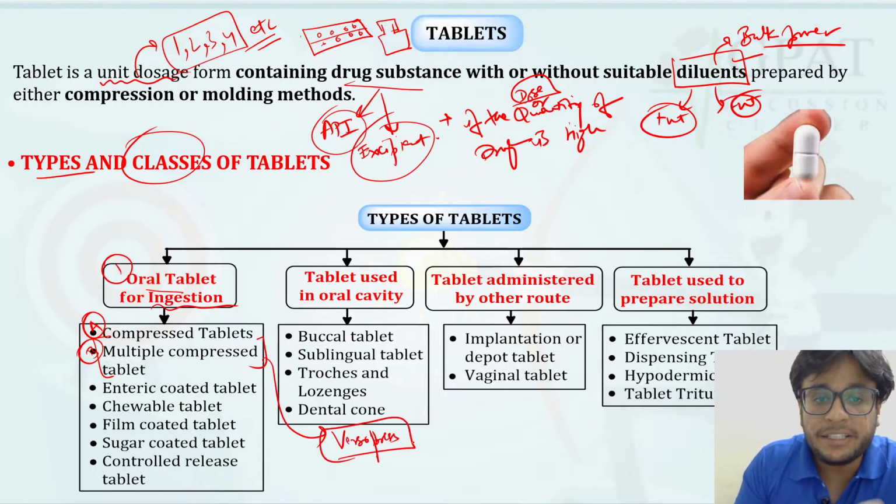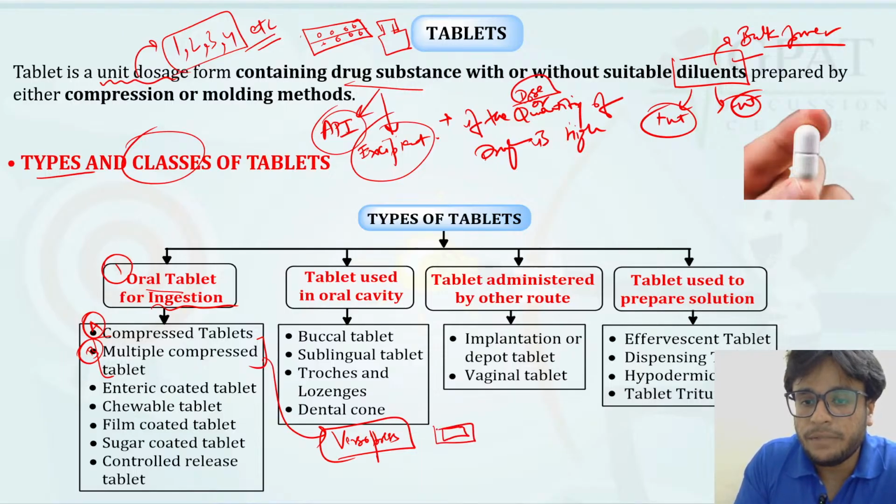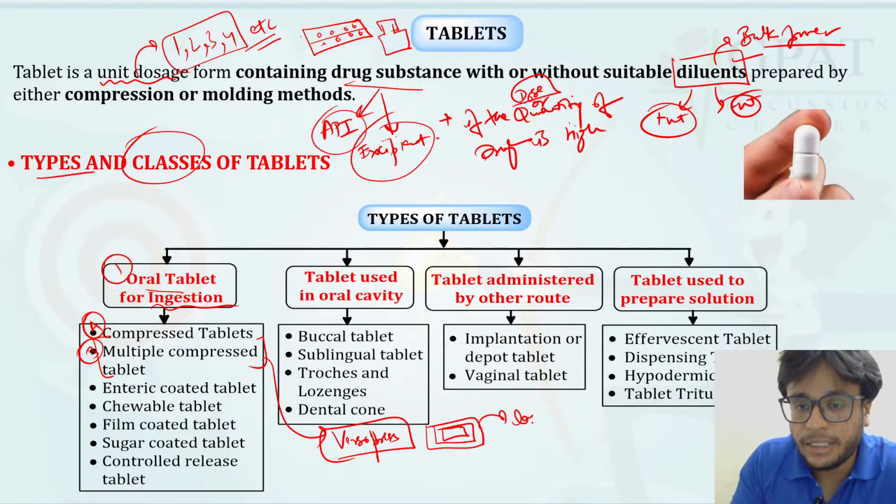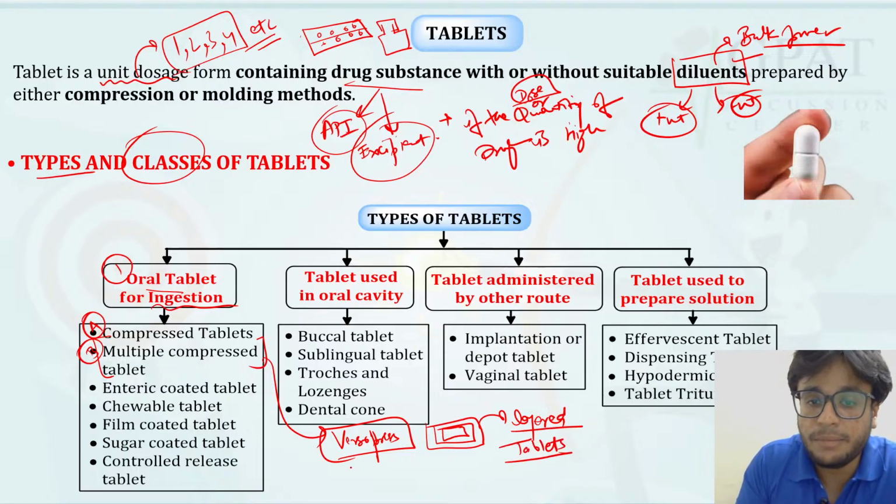Okay, and this multiple compressed tablet mainly has different components one over the other. We can also know it as the layered tablet, having different layers of components. These layered tablets are mainly formed with the help of the equipment known as Versapress.